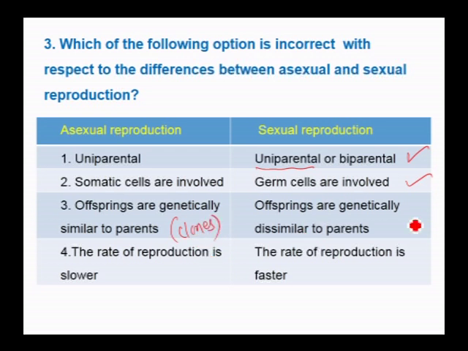Offsprings are genetically dissimilar to the parents because genetic recombination takes place during gamete formation during meiosis, therefore all the three statements are correct. The rate of reproduction is slow here. See, this is the wrong thing.